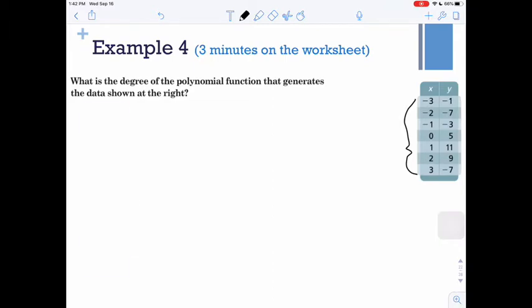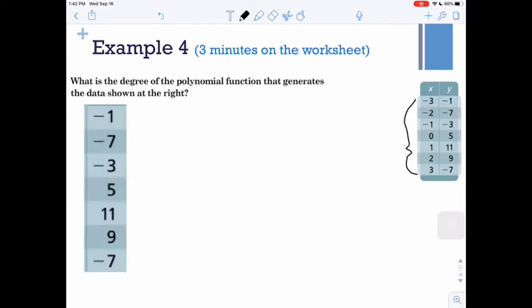the y values. So I have expanded the y values, and we want to look at the difference between two terms that are consecutive. So from -1 to -7, we subtract 6. From -7 to -3, we add 4. From -3 to 5, we add 8. From 11 to 9, we subtract 2. And from 9 to -7, we subtract 16.